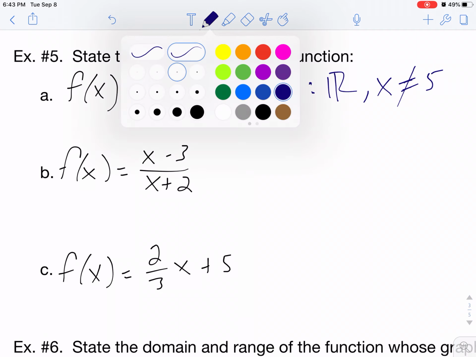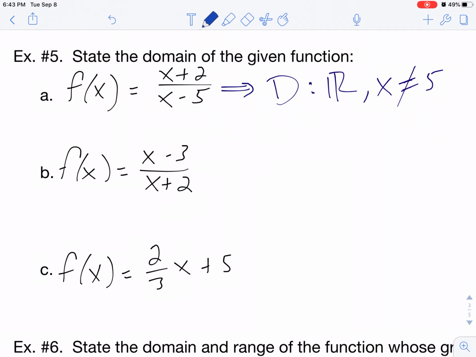Because 5 is the value of x which causes division by 0. So the question I would ask in class is, what value of x can we not put into this function? What value of x causes division by 0? Well, we can't put a 5 in the bottom.